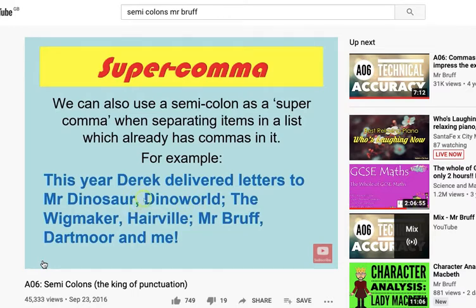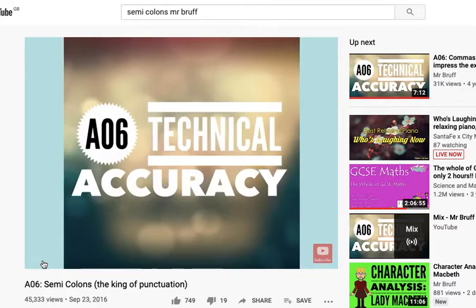Because we've already got these commas, Mr. Dinosaur, Dino World, it would be silly to put another comma here to divide the items, to divide the dinosaur from the wig maker from Mr. Bruff. So you can use a semicolon to divide items in a list if those items are complete sentences, or if those items in the list already contain commas. Quite simple, and it will revolutionize your work.